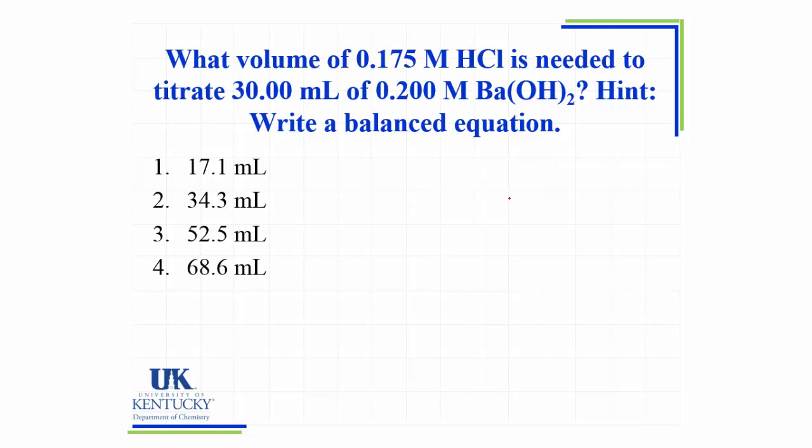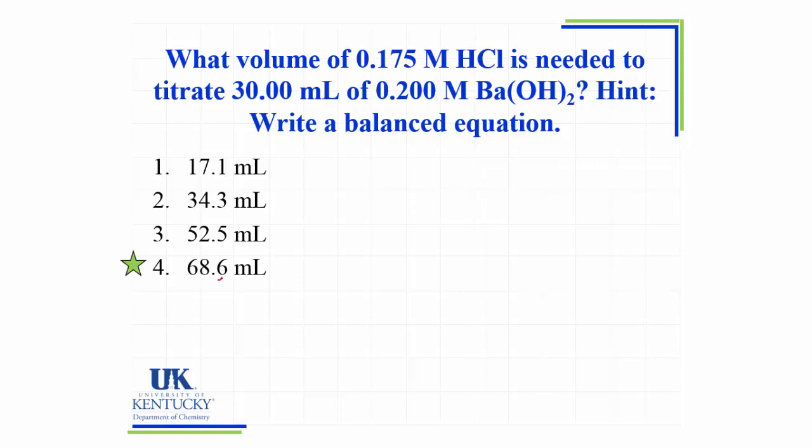Now let's look at an example for you to try. What volume of 0.175 molar HCl is needed to titrate 30 milliliters of 0.200 molar Ba(OH)2? Hint: write a balanced equation. Make sure you start with a balanced equation because this is not going to be a 1-to-1 ratio as we saw with the HCl NaOH titration problem. So we see that we get an answer of 68.6 milliliters.